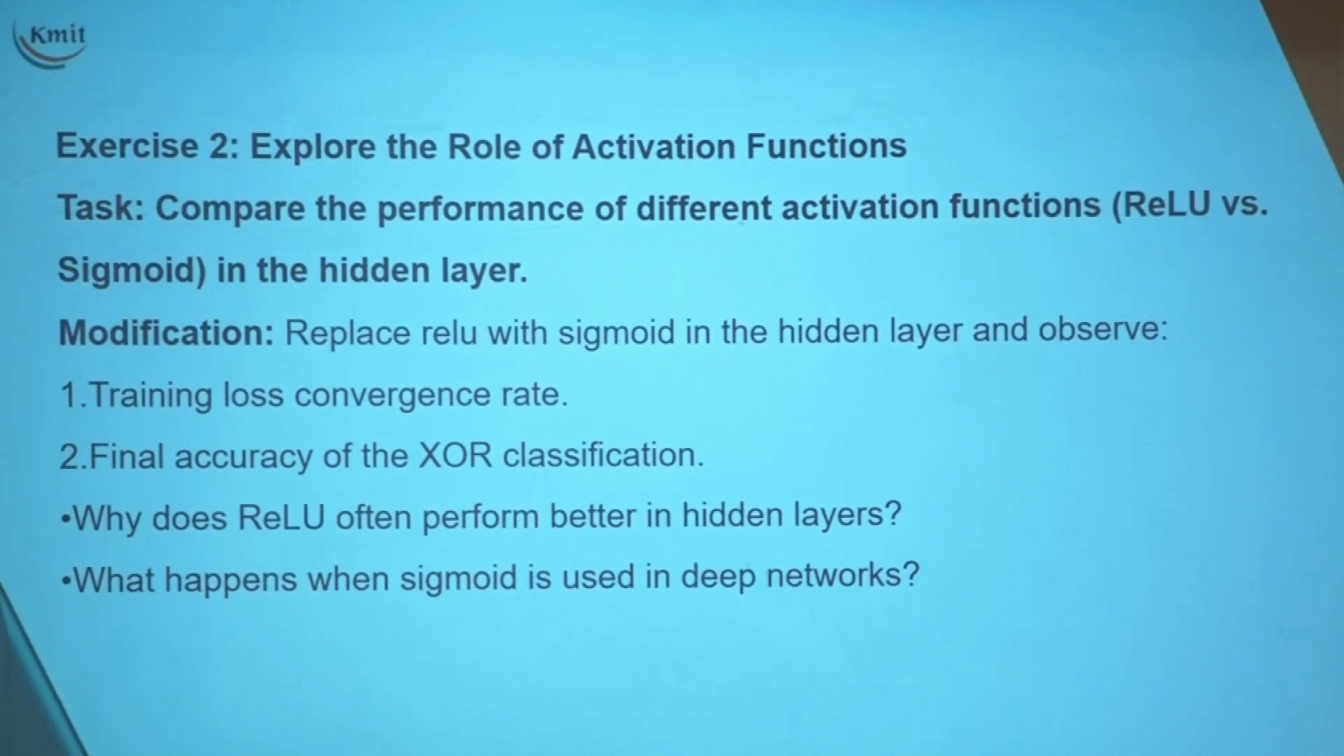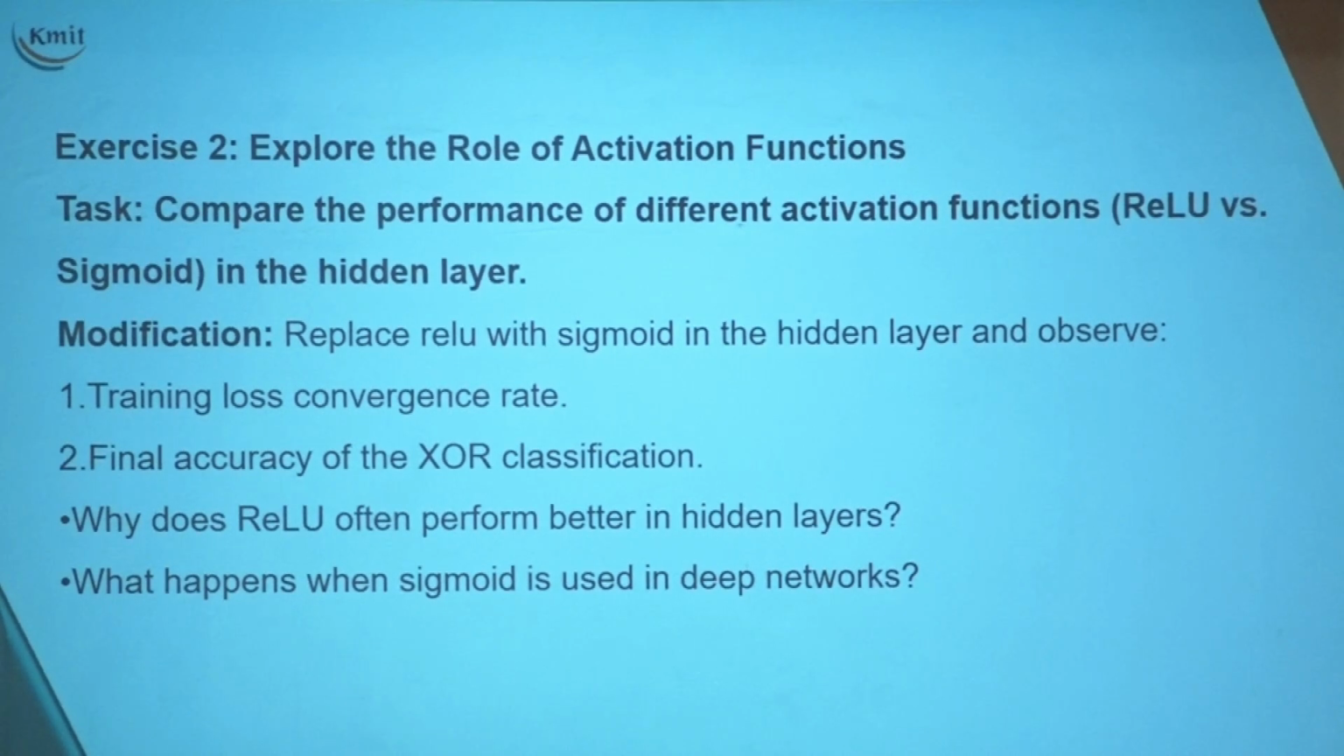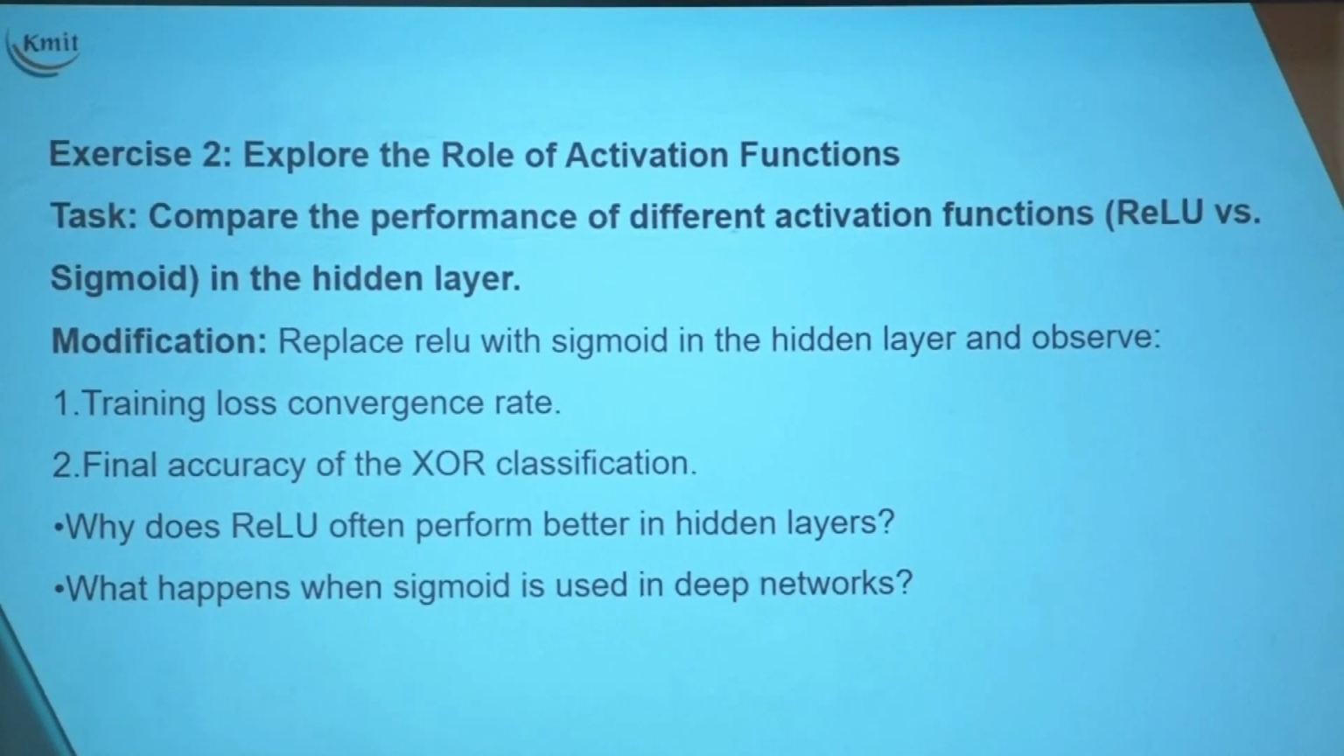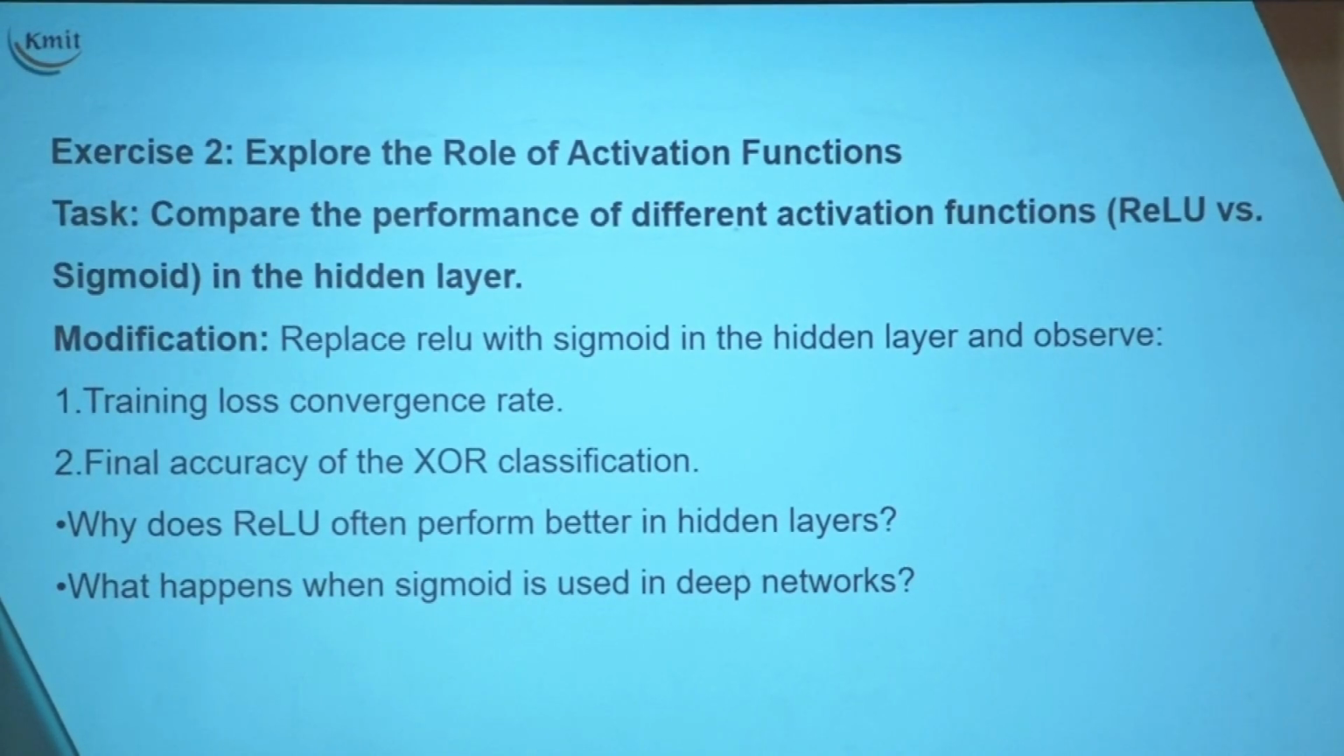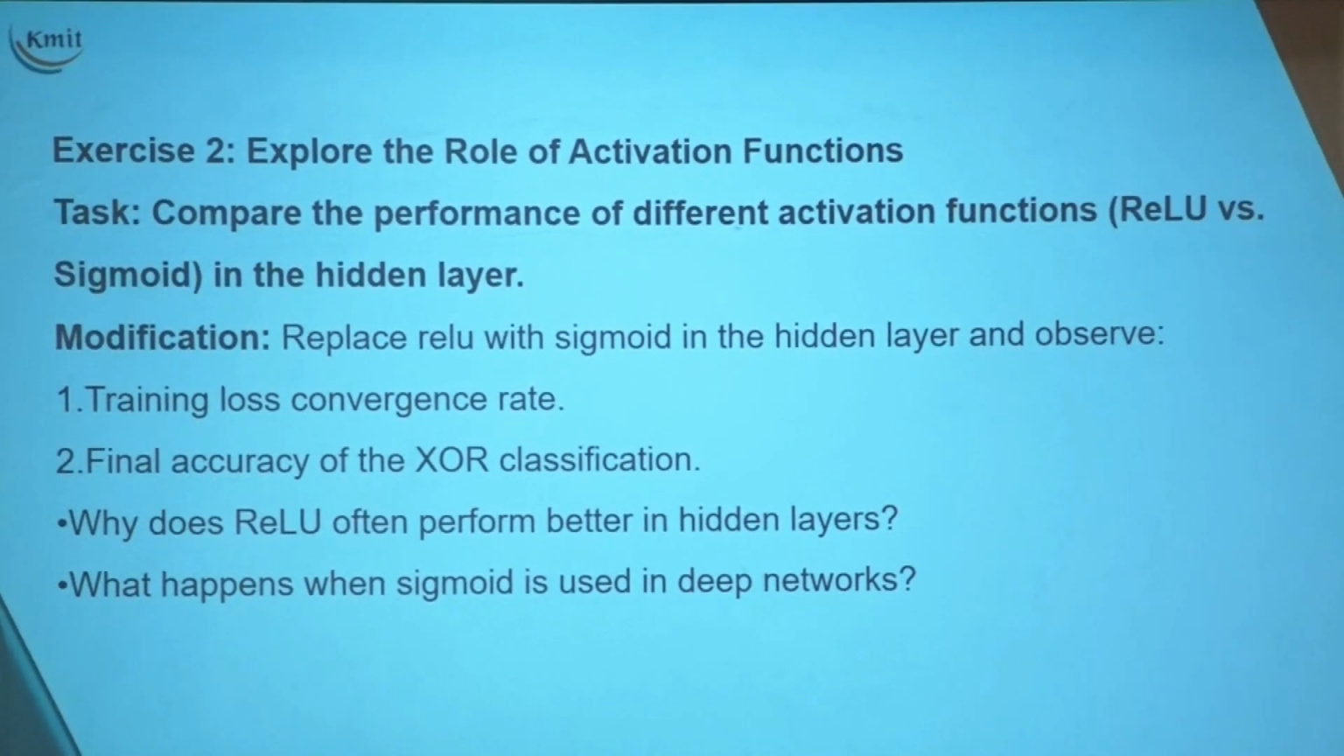What is your exercise? Second exercise. Same code, but what are you supposed to do? Compare the performance of different activation functions. What is that? ReLU and sigmoid. Now look at the explanation. Training loss convergence rate. What are you supposed to do? You have to calculate loss convergence rate when you put ReLU in the hidden layer, when you put sigmoid in the hidden layers. And you also have to check for final accuracy, whether you find any improvement or not.